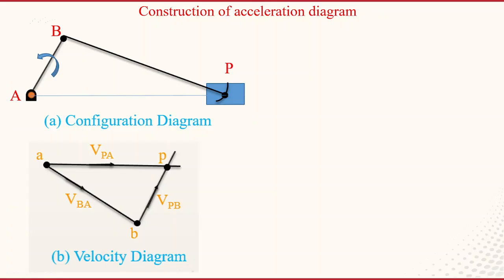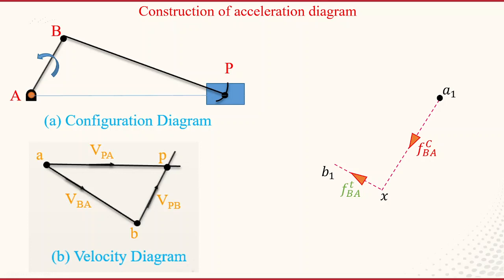Now see the configuration diagram and velocity diagram. Now we are going to construct the acceleration diagram. First, mark the fixed points in the mechanism. The fixed point is A, so mark this point as A1. Now draw the radial component of B with respect to A, that is A1x. This vector is FBA, the radial component of acceleration of B with respect to A. Now draw the tangential component perpendicular to this vector. It is FTBA, the vector xB1.